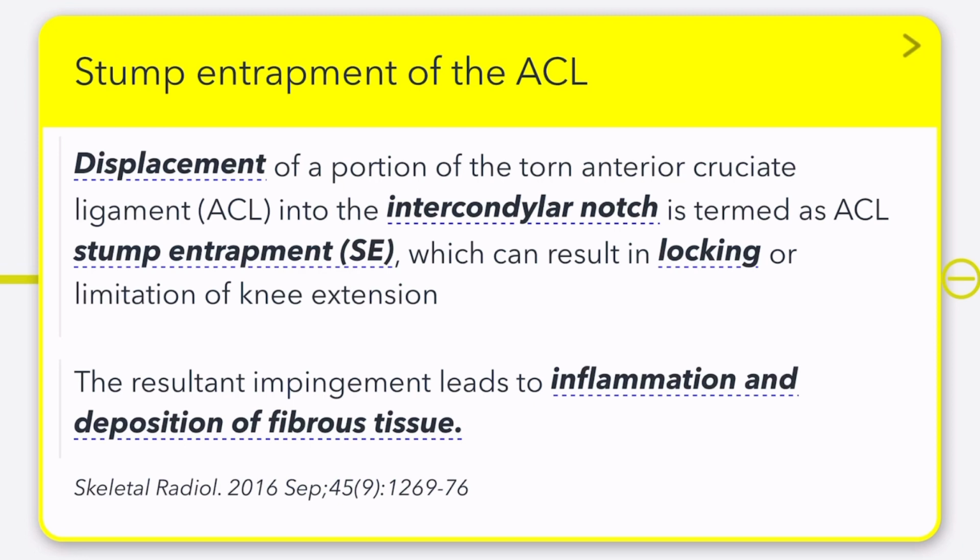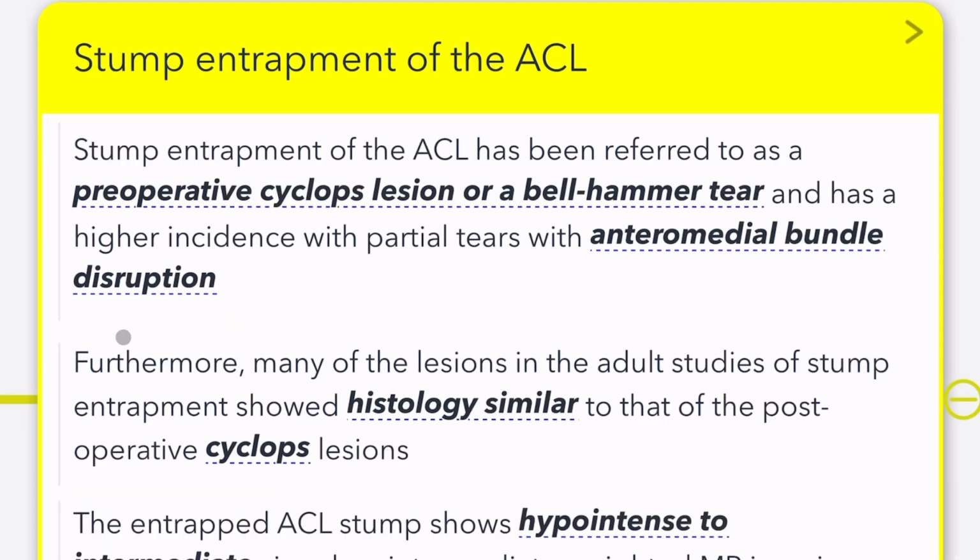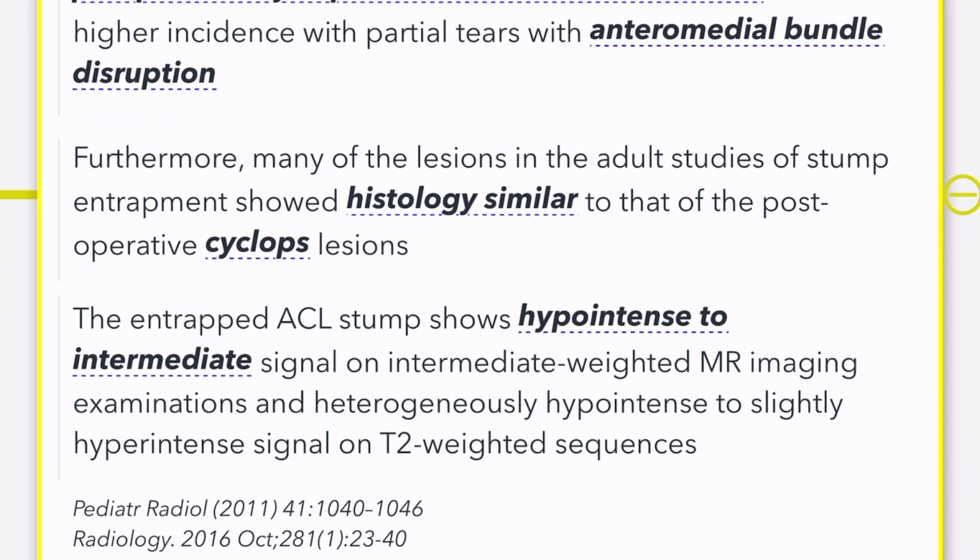Today, we will discuss the overall topic of stump entrapment of the ACL and a specific case of a type 1 stump entrapment. Displacement of a portion of the torn ACL into the intercondylar notch is known as ACL stump entrapment. Due to the impingement, subsequent inflammation, and fibrous tissue deposition, this can result in locking or limitation of knee extension. Interestingly, the histology of many adult ACL stump entrapment lesions is similar to that seen in postoperative cyclops lesions.